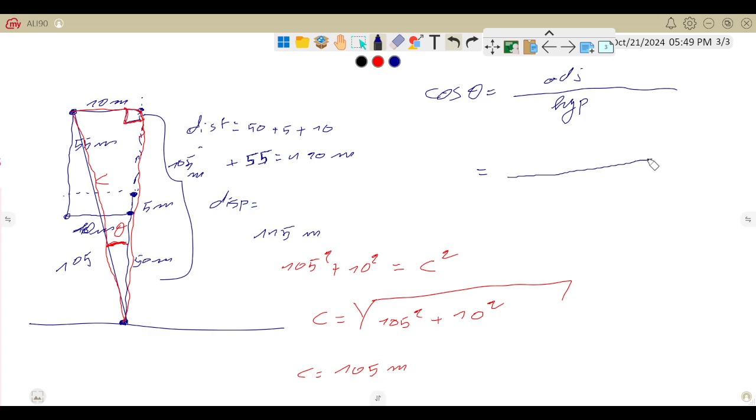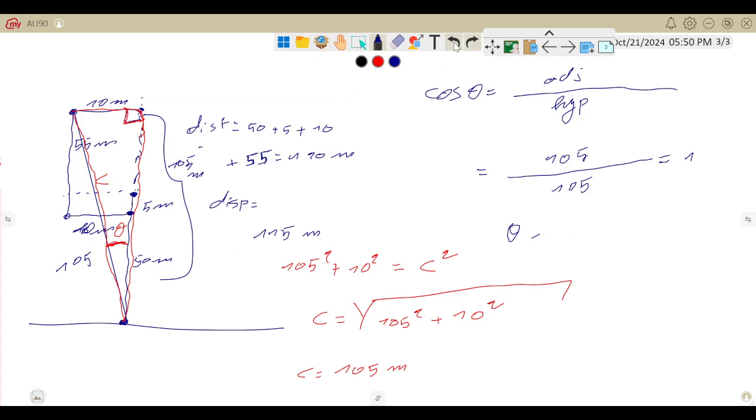So how much is the adjacent here? Here we have 105. It's going to give just 1. Adjacent here is 105 divided by 105, that's equal to 1. I just calculate an approximate value here, so it's going to give us theta is 0, and this is not correct because there is a movement to the left side along 10 meters.